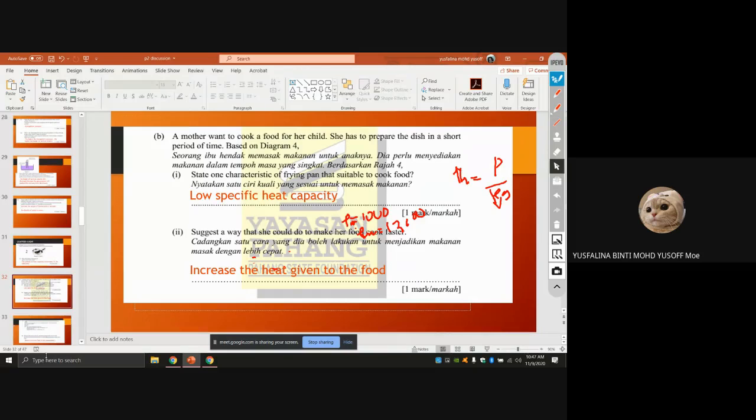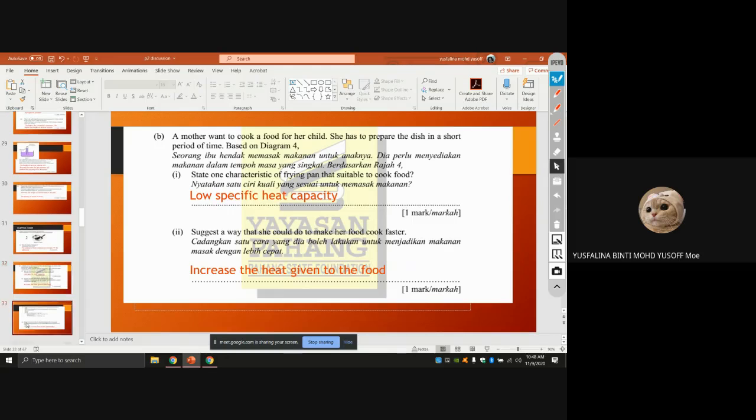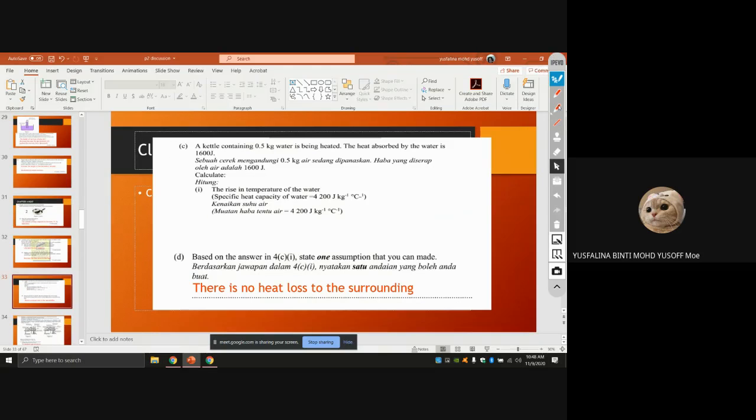And next question, suggest a way that she could do to make her food cook faster. So you can increase the heat given to the food. Okay, so it will cook faster, right? Right, next one. So this one is a calculation question.